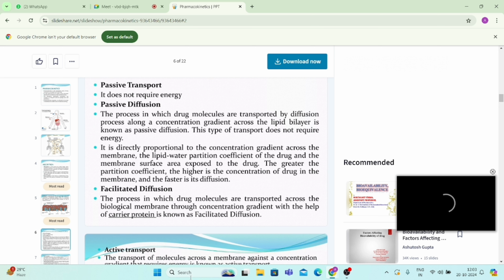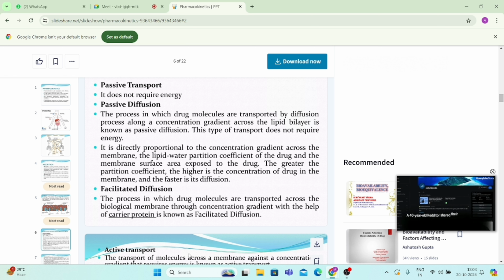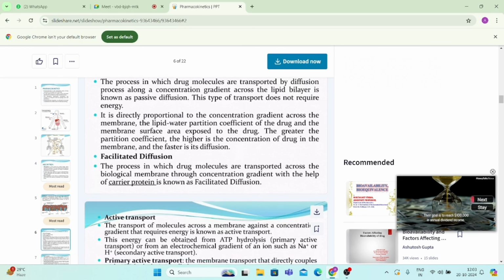And next we have facilitated diffusion. Facilitated diffusion is the process of moving a drug from a higher concentration to a lower concentration, but here a carrier is required. Without a carrier, facilitated diffusion will not go forward.